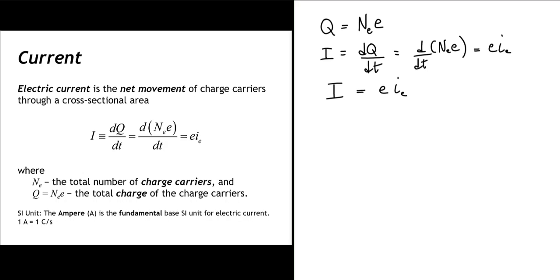Whereas electron current is the number of charges crossing a point per unit time, electric current is directly proportional to that number of charges crossing per unit time. And the proportionality constant is just the magnitude of the charge of each of our charge carriers.